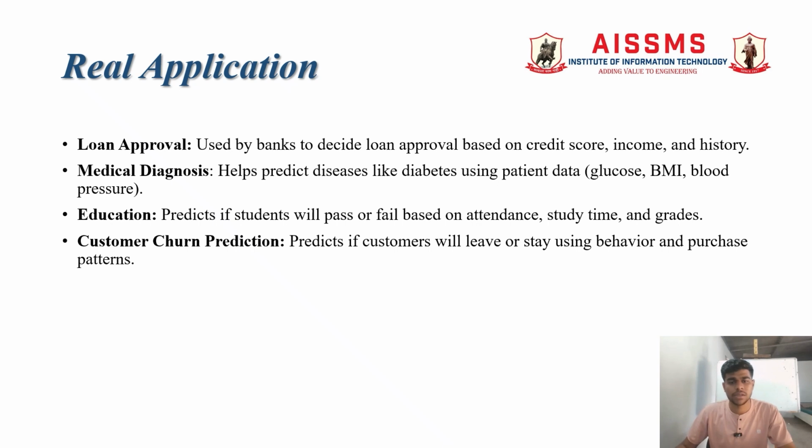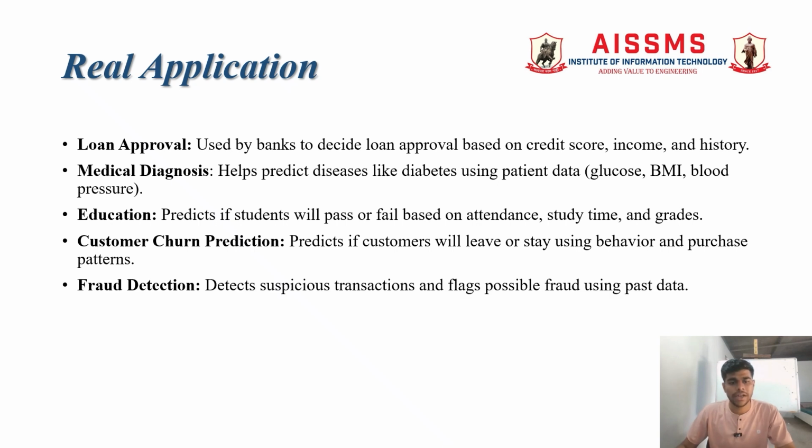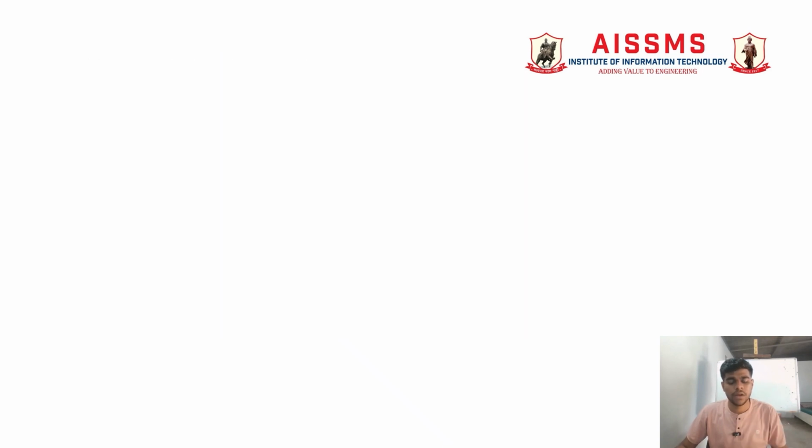Customer churn prediction: predict if the customer will leave or stay using behavior and purchase patterns. Fraud detection: detect transactions and flag possible fraud using past data. Let's look at an example to predict whether the customer will buy a product or not.